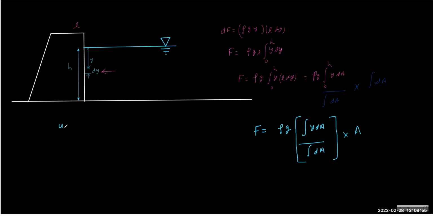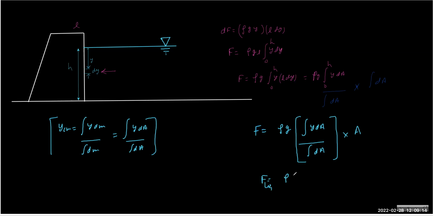If you remember the YCM formula, it was y dm, the mass moment, upon dm, and this you can convert into area moment by writing y dA. So basically the force on a wall due to liquid is rho g into YCM into the whole area. That's the easy answer. Next time you need not calculate everything, just find the pressure at the center of mass location of the area on which you want to find the force, and multiply with that area, and that's the answer.